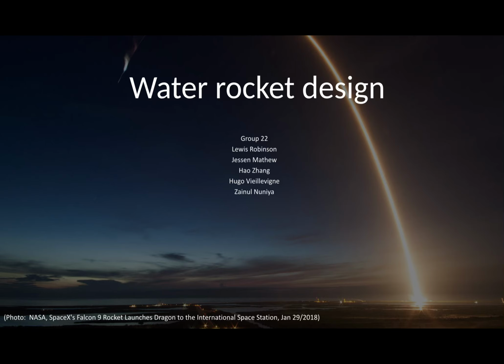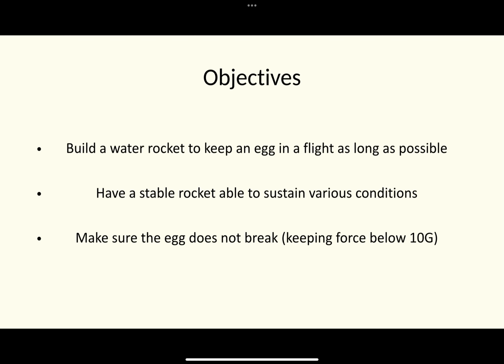This is Design Group 22's rocket video. Our first aim being to be able to launch a water rocket housing an egg. Next being able to keep the egg in the longest possible flight time. To be able to sustain various uncontrolled factors, as well as to make sure the egg does not break.